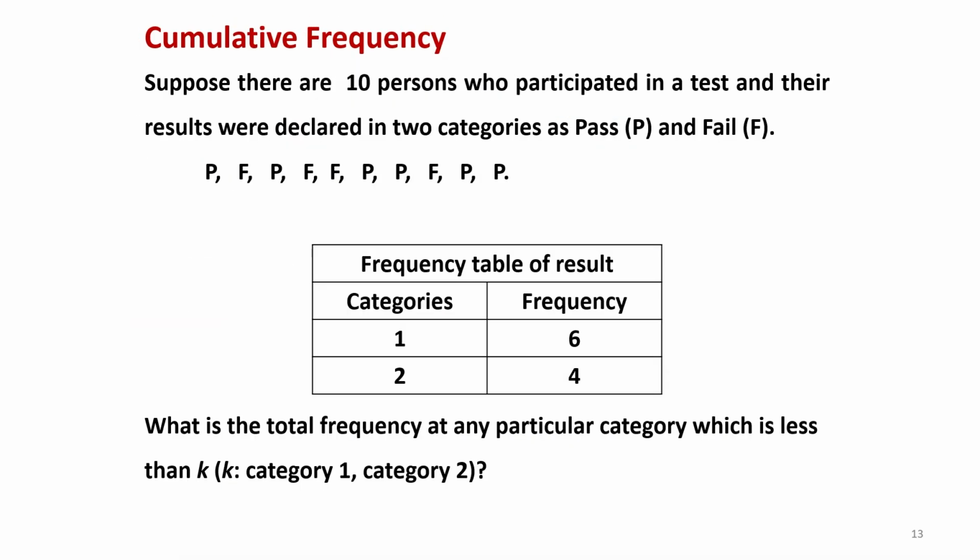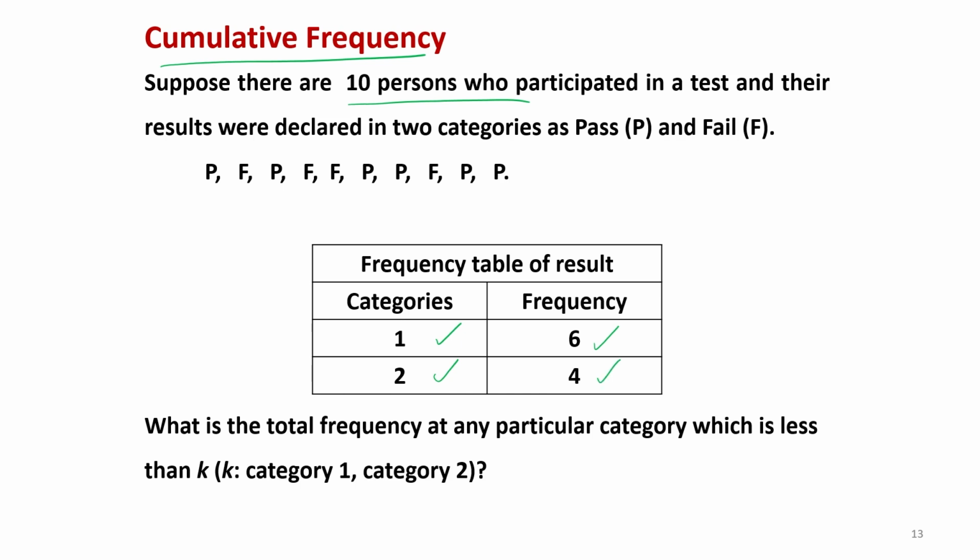Now there is one more concept, cumulative frequency actually. What is cumulative frequency? For example, let me show you with the example we have just considered. We have seen the same data set of 10 persons who participated in the test and were categorized into pass and fail. Now we have two categories, 1 and 2, and their respective absolute frequencies are 6 and 4.